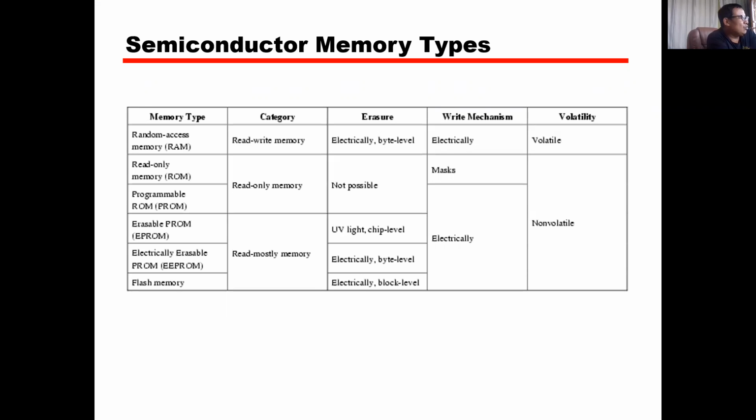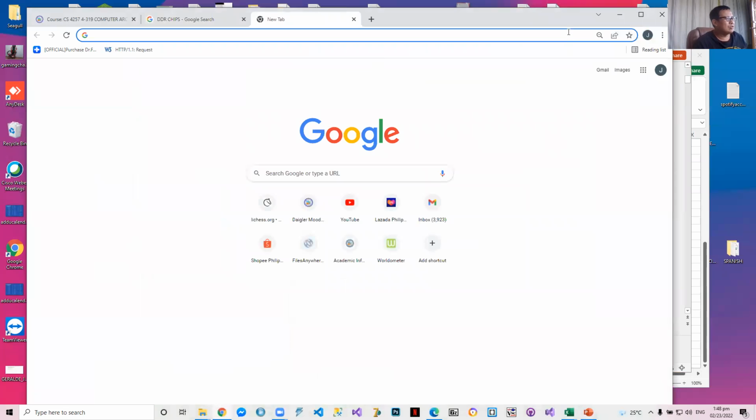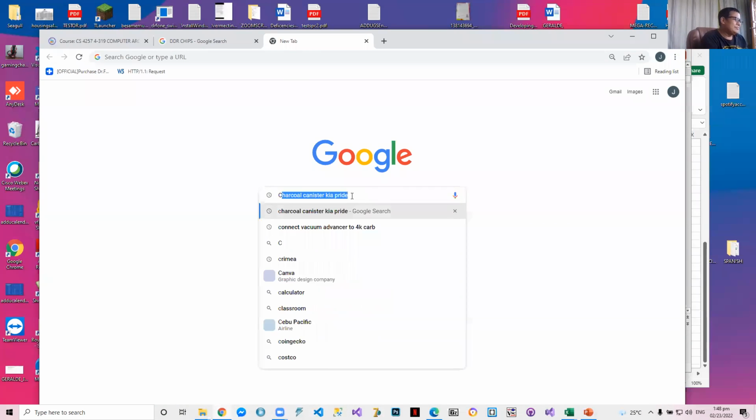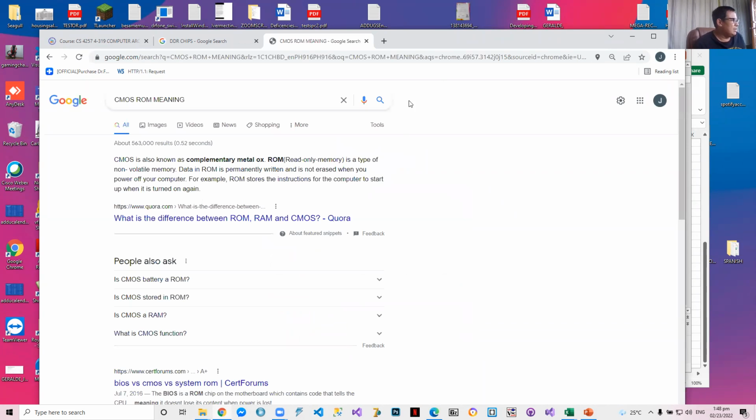The second is the read-only memory, or ROM. You know? Where do we find the ROM? We have a CD-ROM, right? Aside from that, we also have a ROM in the computer, in the CMOS ROM. Diba? Do you know what the CMOS is? Ano ibig sabihin ng CMOS? Metal oxide semiconductor. No? Which means it's made of something, ano? CMOS, complementary metal oxide semiconductor.